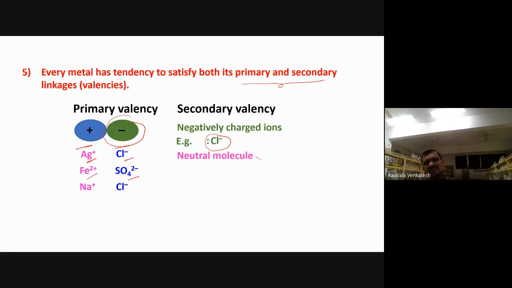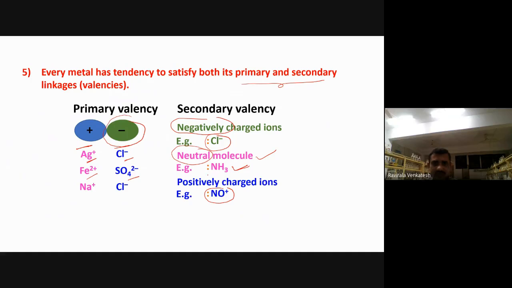Neutral molecules, in most cases we observe neutral molecules. Example, ammonia. Just now you've seen this. Ammonia is acting as secondary valency, isn't it? 3 moles of ammonia, 6 moles of ammonia. Even if you take positive, only a few examples are there for the positive. So very few examples will be there for positive. What I mean to say is, primary valencies are only cations and anions, whereas for secondary valencies you can take anything. You can take a cation, you can take an anion, you can take a neutral molecule.